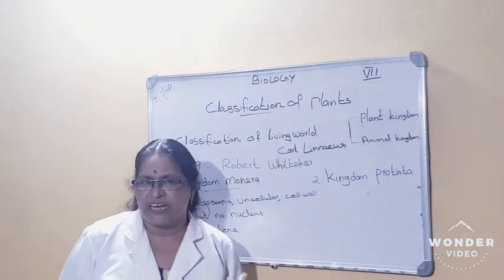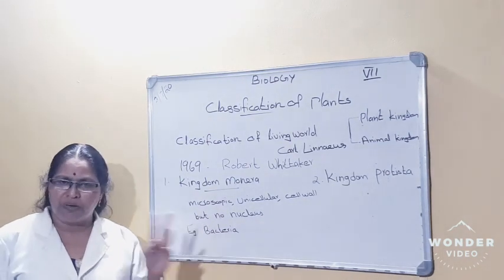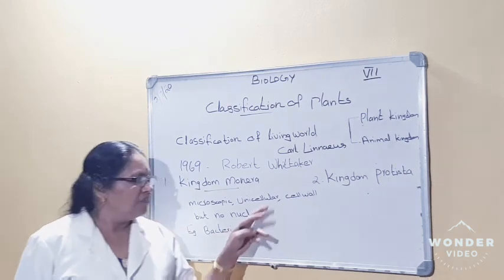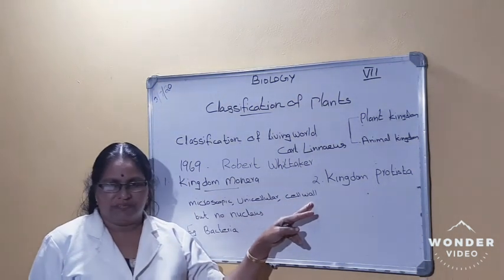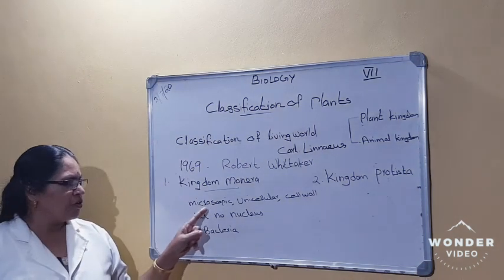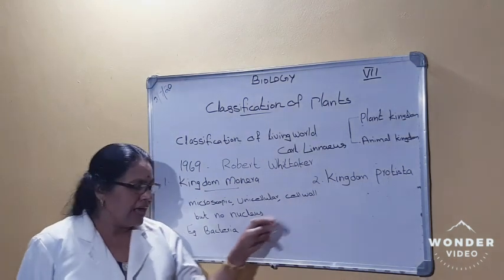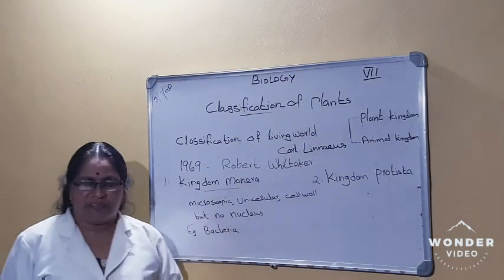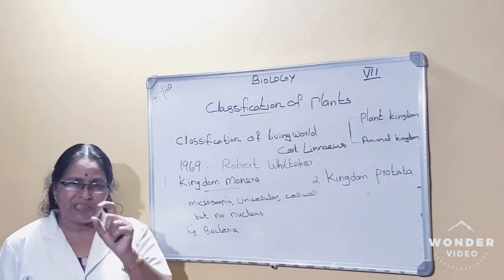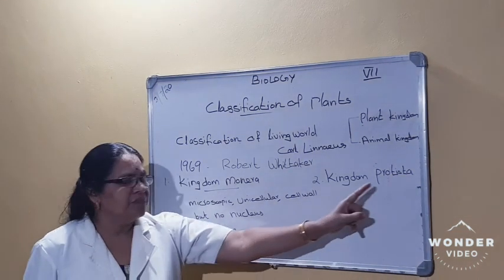Very easy to understand. They are also microscopic organisms, unicellular, without cell wall. They have no cell wall. Try to understand: microscopic, unicellular organisms without cell wall and with a definite nucleus. Unicellular organisms with a definite nucleus belong to the kingdom Protista.